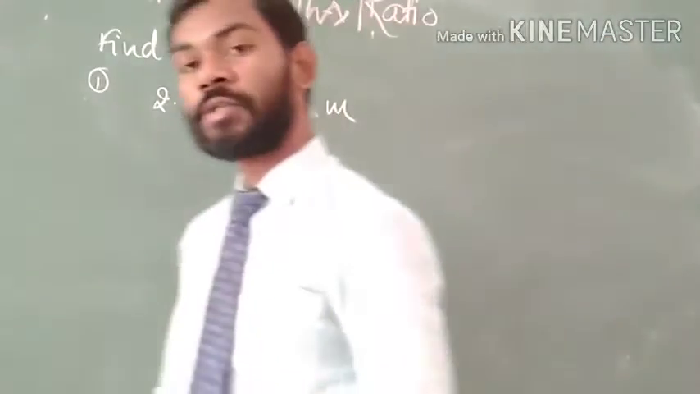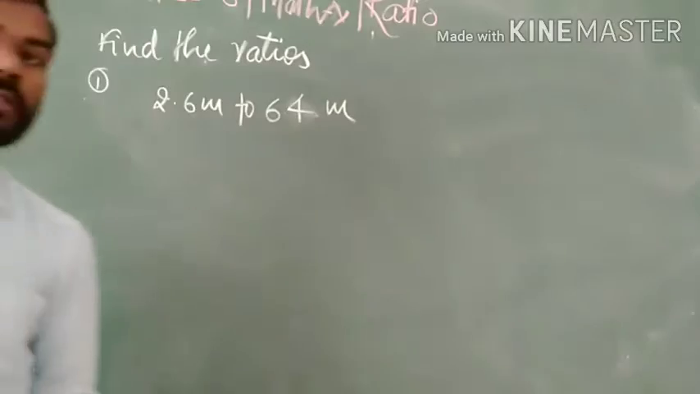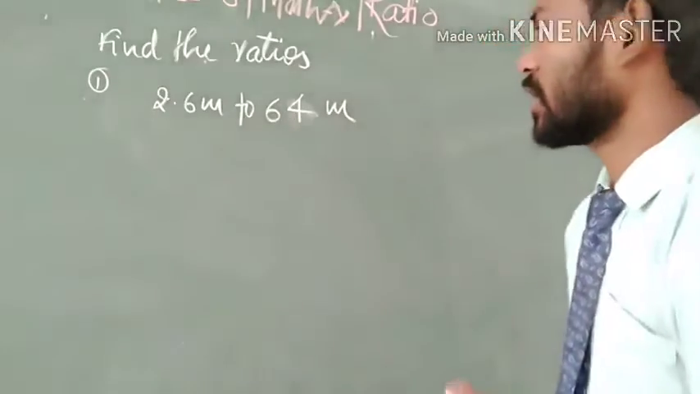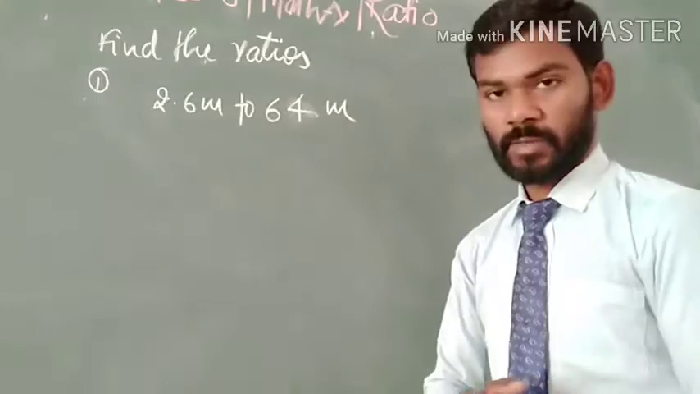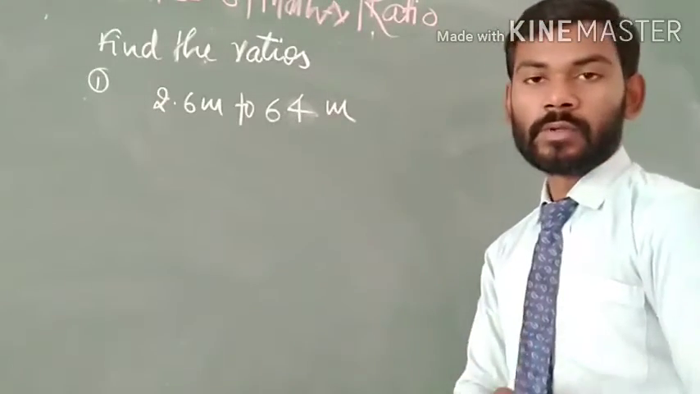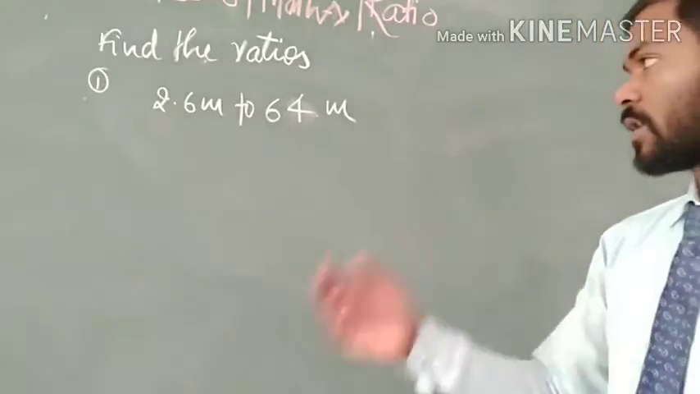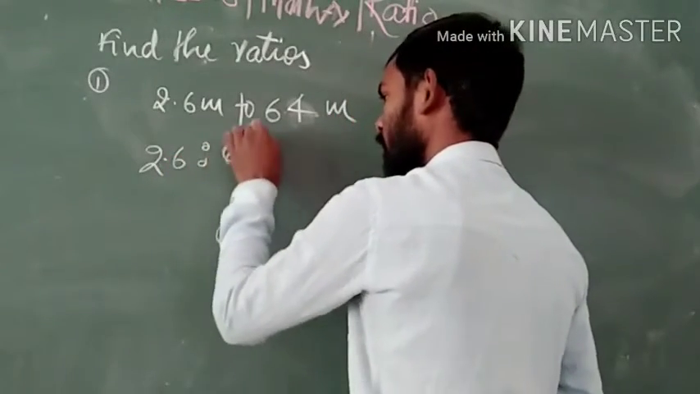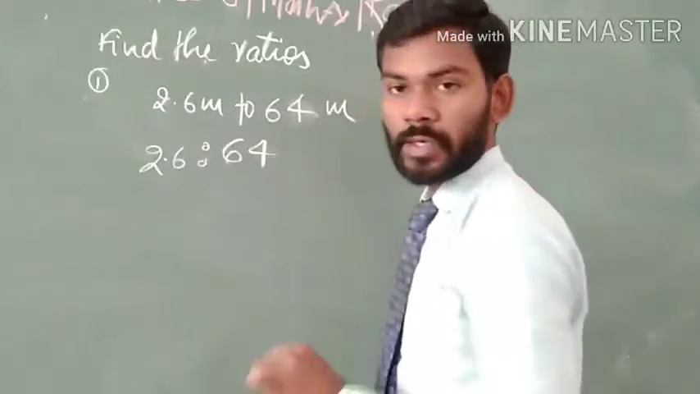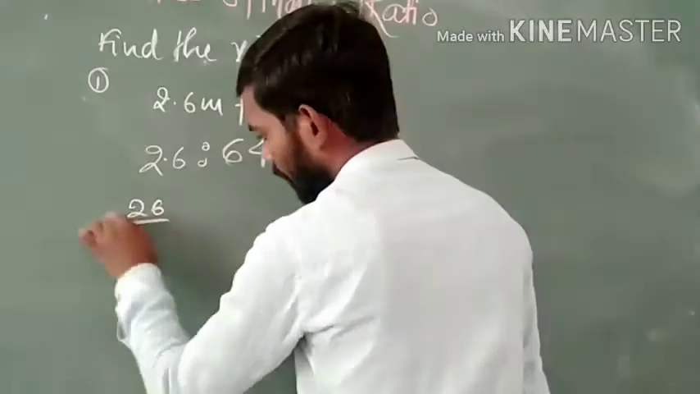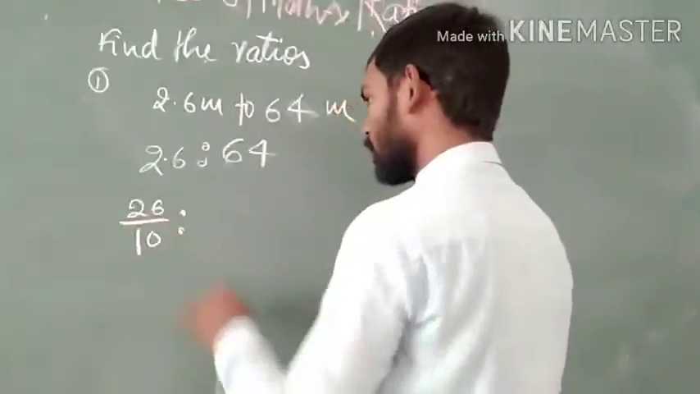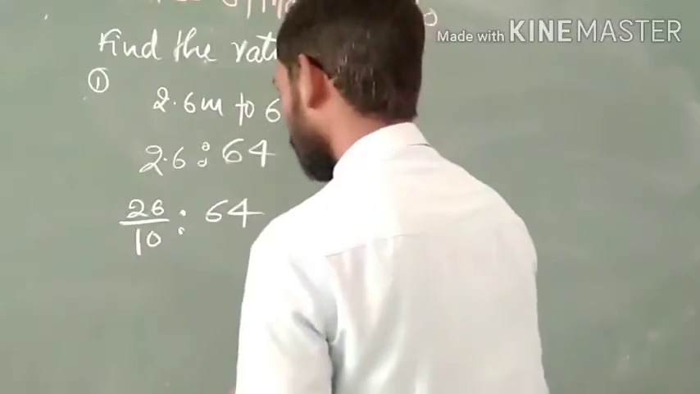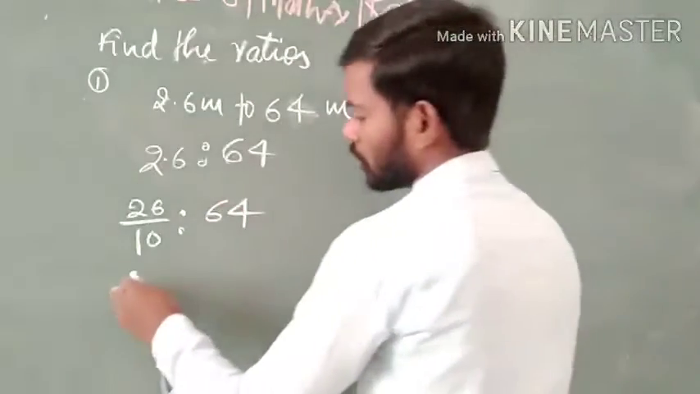As I told you, a ratio is only possible when the units are the same. Since in this question the units are the same, the complication is that the first term is given in decimal and the other term is a whole number. So in order to find the ratio, first of all we shall write it as 2.6 ratio 64. Okay. In order to remove the decimal, we write it as 26 upon 10 is to 64. Now it becomes whole.